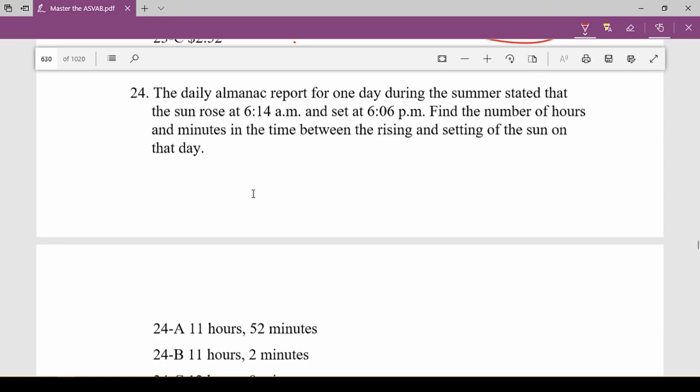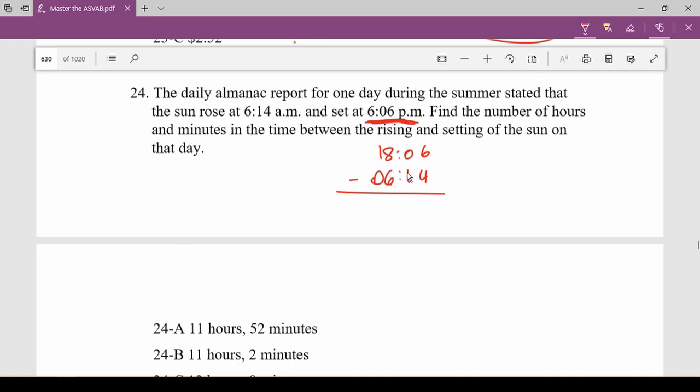There's a reason that military time exists, and it's for this reason. Finding the length between two different times is much easier when we convert PM to a 24-hour time clock. So to do that, I'm going to do 6 plus 12, which is going to be 18. So in military time, 6:06 is represented as 18:06, which makes this math a lot easier. Again, this is going to be 6:14 or 06:14 if you're being more specific. We want to find the difference between those.